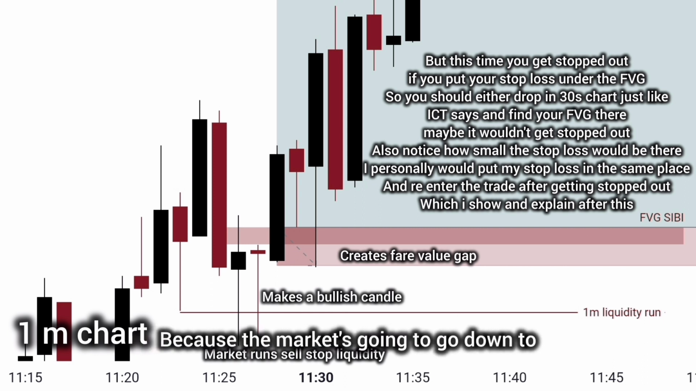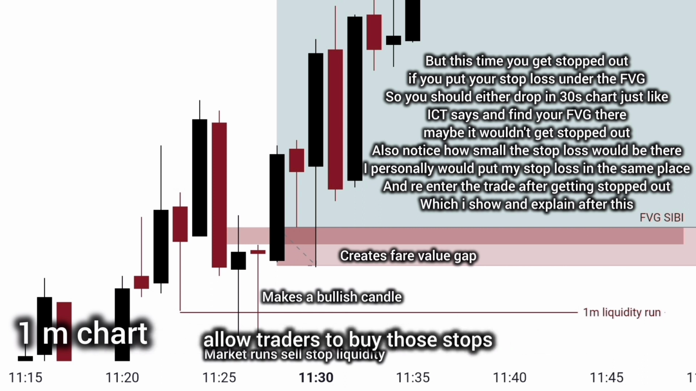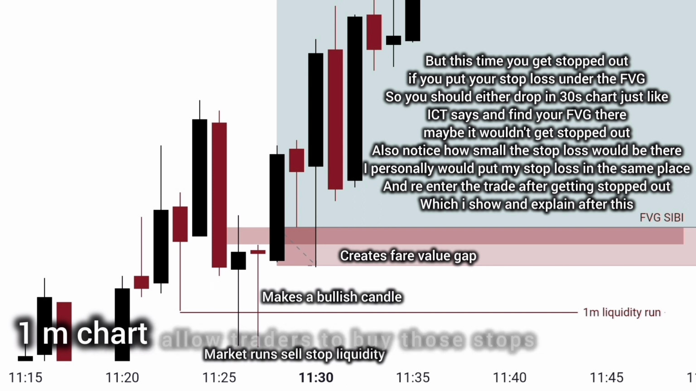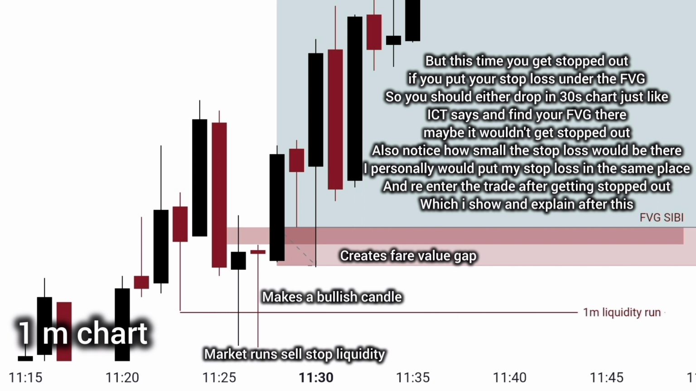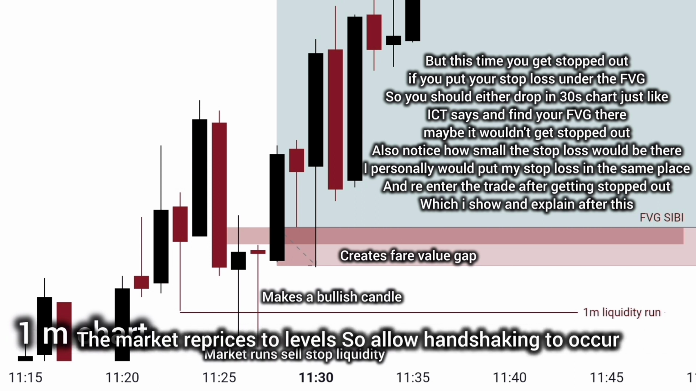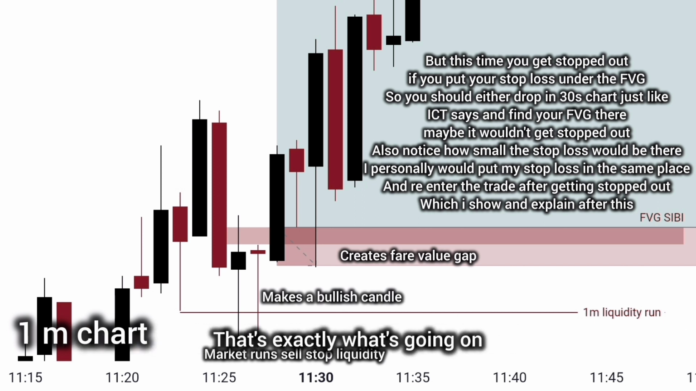Because the market's going to go down to allow traders to buy those stops. What traders? Smart money. The algorithm is cow-tailing to them. It's called handshaking. The market reprices to levels to allow handshaking to occur. That's the real term. That's exactly what's going on.